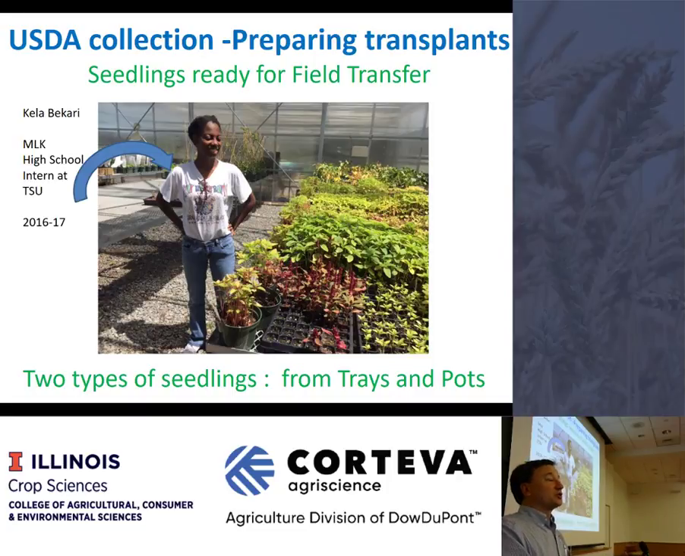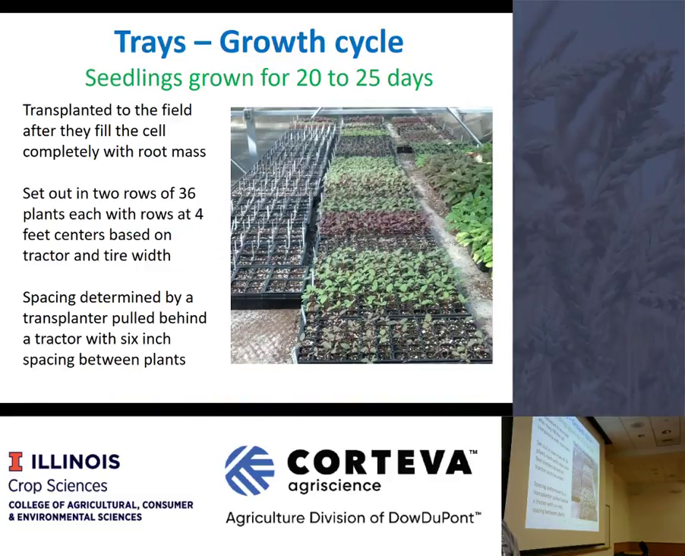So amaranth is one of those plants that even in Mexico in the traditional planting systems is ripped out of the soil and planted just on a good rainy day, you know, or in a furrow that's been irrigated with mountain water in the case of Mexico. And we've had high school interns involved in this program. So this is growing them in Jiffy pots en masse for the USDA, and we set them out in 2 rows of 36 plants each, with rows at 4 feet centers based on tractor width and tire width.